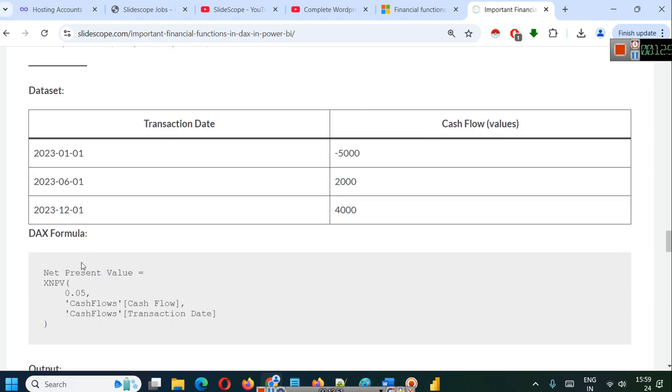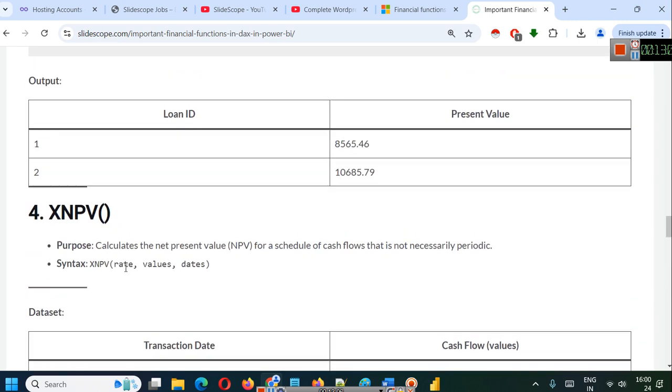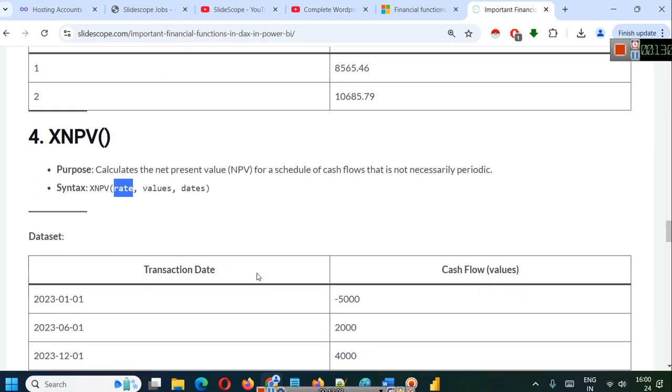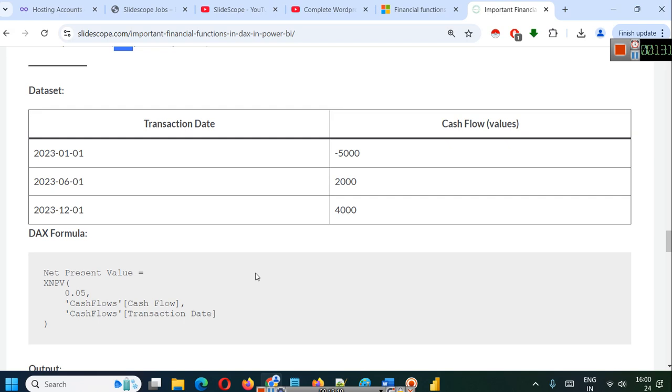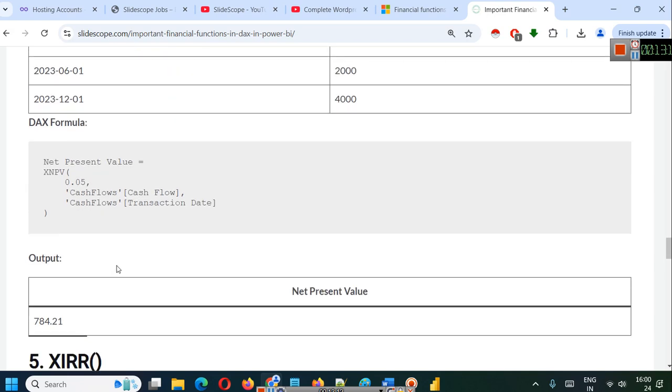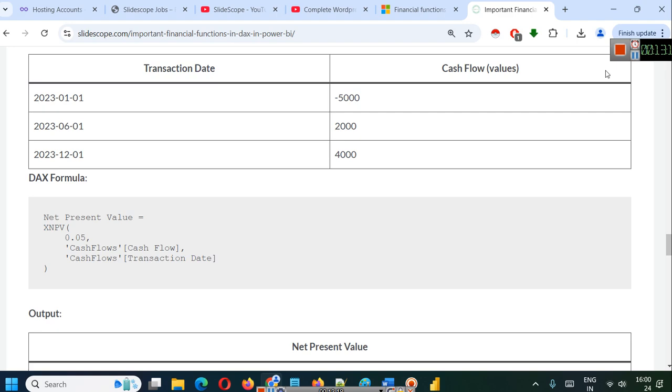So the net present value will be calculated using 0.05, then your cash flow. It will be a calculated table that will take all the cash flows and cash flow transaction dates. This is the rate. We have considered that the rate is 5%, and hence it will give you net present value 784.21.